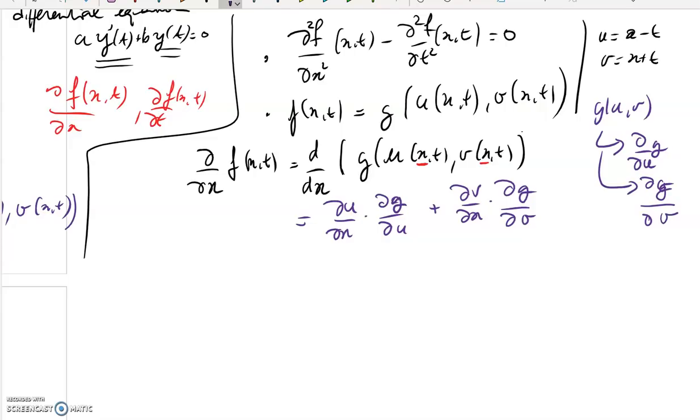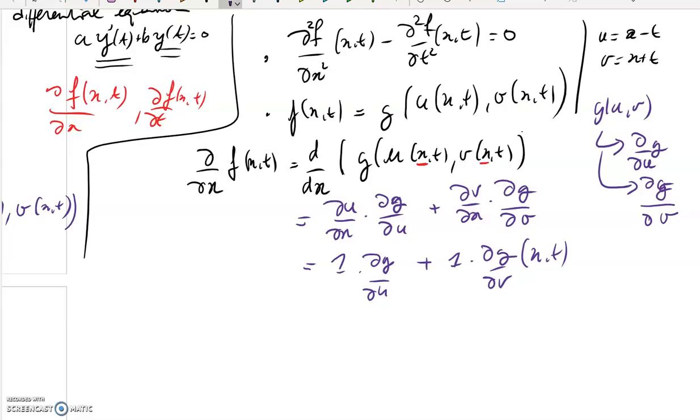So these are the partial derivatives. With the substitution that was given, du over dx is going to be 1 times dg over du, and dv over dx is also going to be 1 times dg over dv. And each of the partial derivatives of g are again functions of x and t. See what I'm getting at?